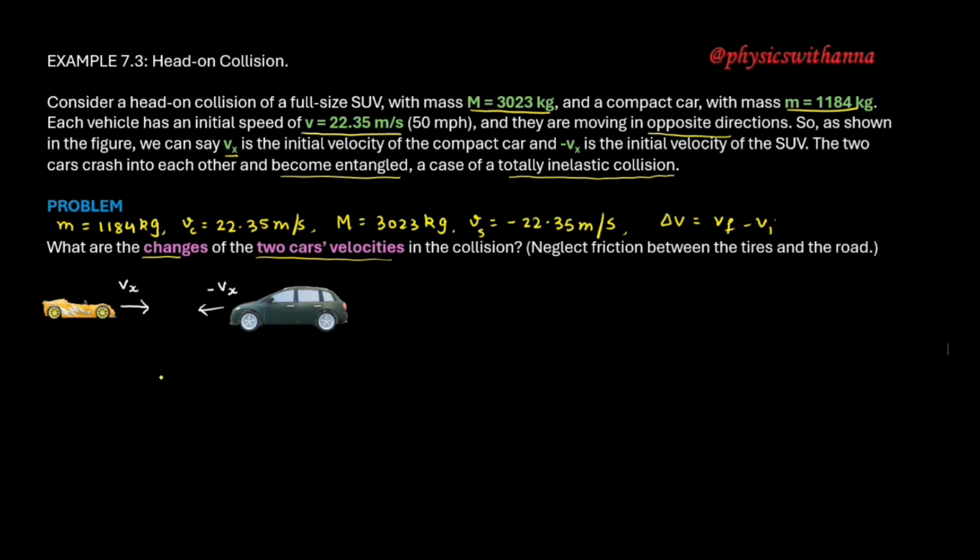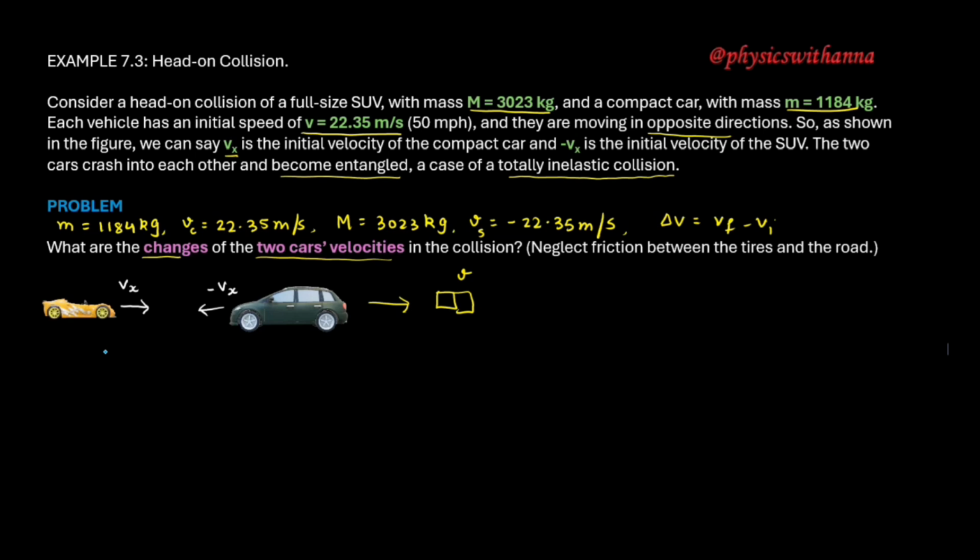Now, this is an example of totally inelastic collision. In totally inelastic collision, the two colliding objects after collision lock together or they stick to each other and move with a common speed v. So this is the common final speed we need to find in order to find the change in velocities. Now let's use the law of conservation of momentum to find this velocity.